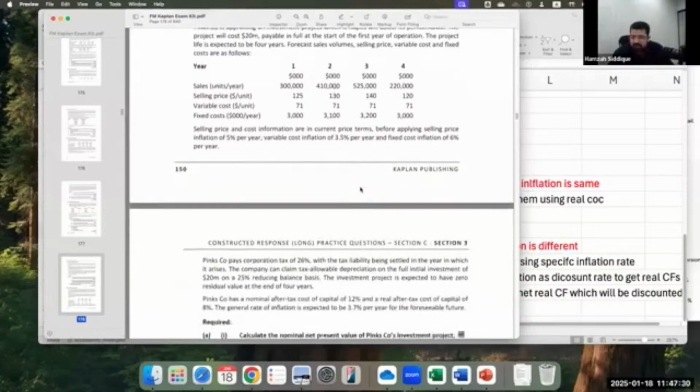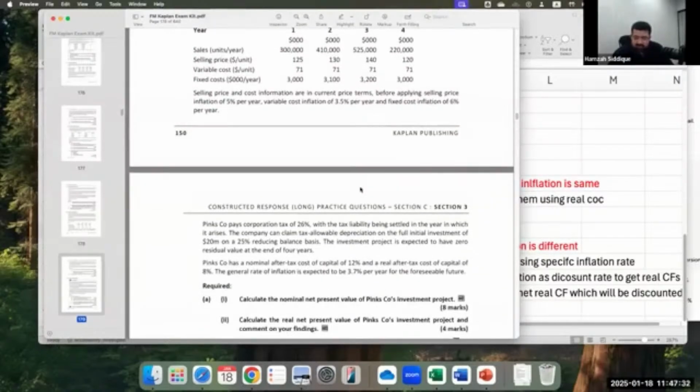Pink company pays corporation tax of 26%, with the tax liability being settled in the year in which it arises. The company can claim tax allowable depreciation on full initial investment of 20 million on a 25% reducing balance. Now, this is the tax adjustment, which we have not done yet, but I will explain it when I will be doing this question. Don't you worry.